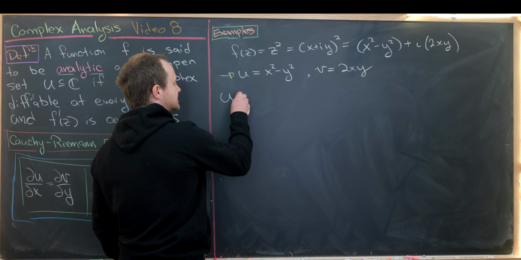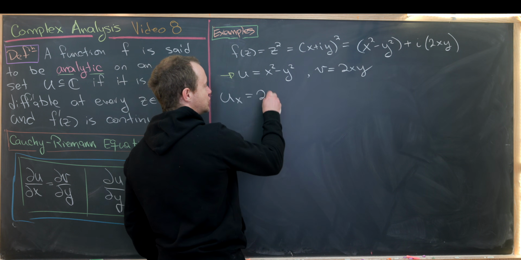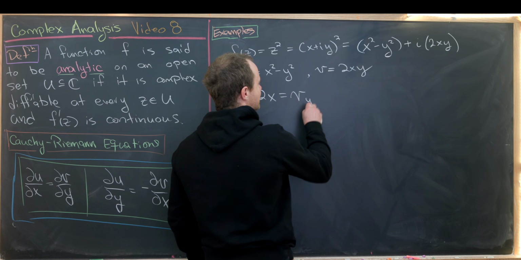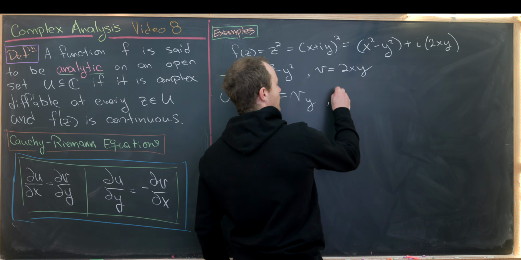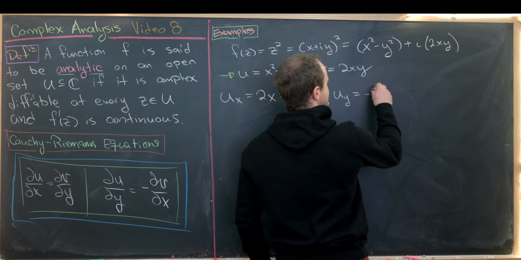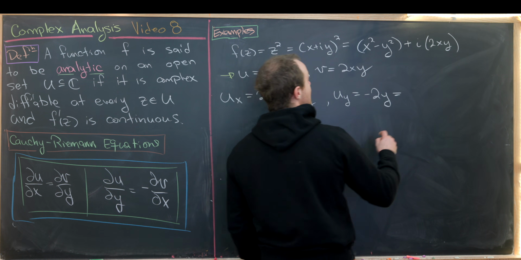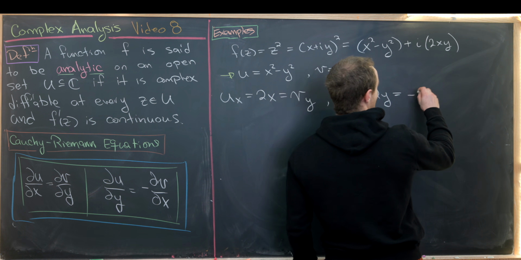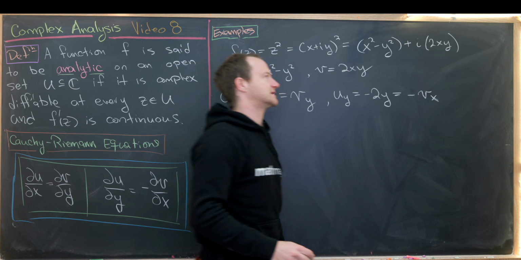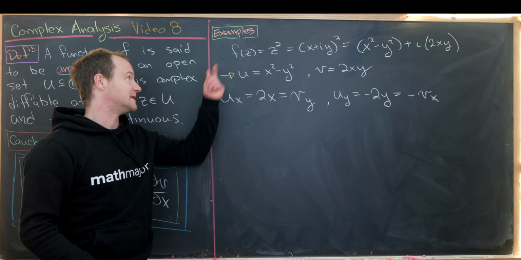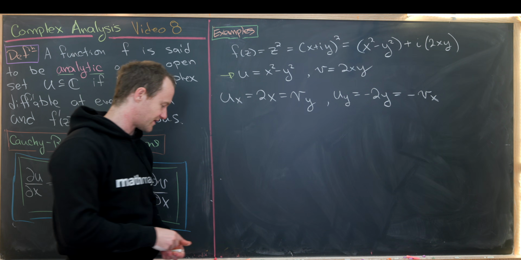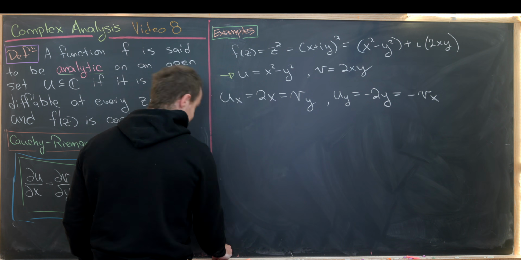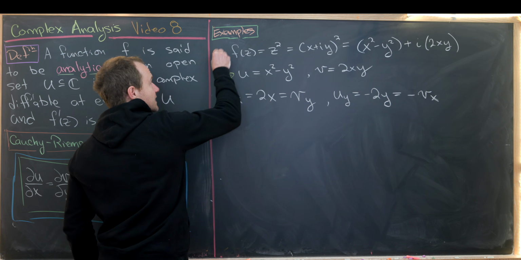Okay, so let's notice the partial of u with respect to x is 2x, but that's definitely the same thing as the partial of v with respect to y. And then furthermore, the partial of u with respect to y is minus 2y, but again, that is minus the partial of v with respect to x. So yes, that means f of z equals z squared is analytic by our previous theorem. Okay, nice.